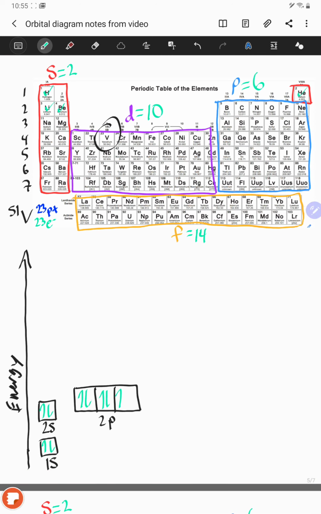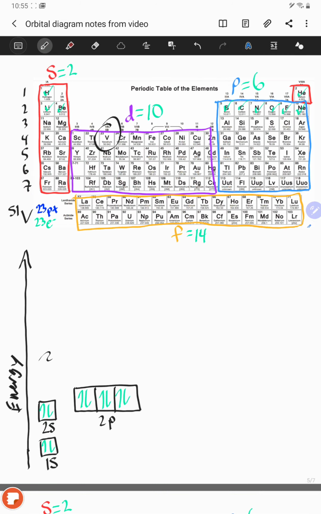So each box gets its own before any box gets a second one. All right, so we just filled in our 2p. Next, we're moving left to right. We got all the way right, so we're going to move down a row, and we are on the 3s orbital.